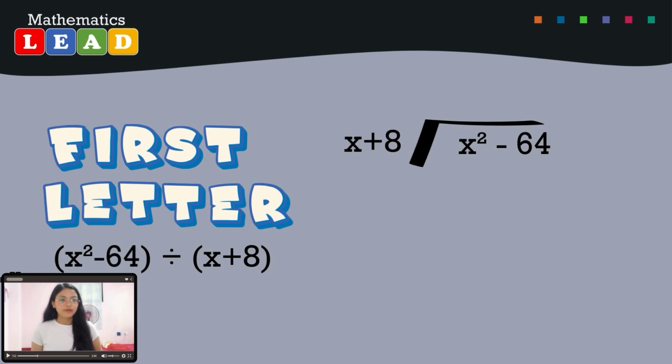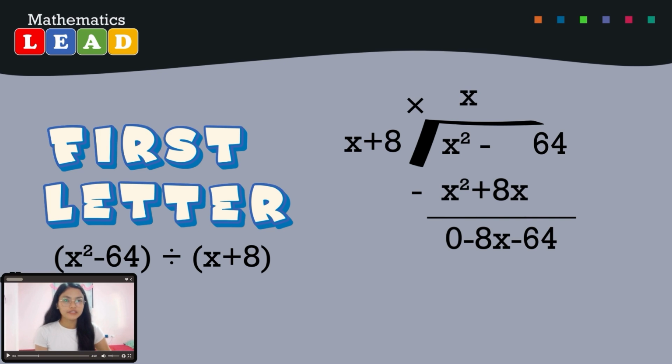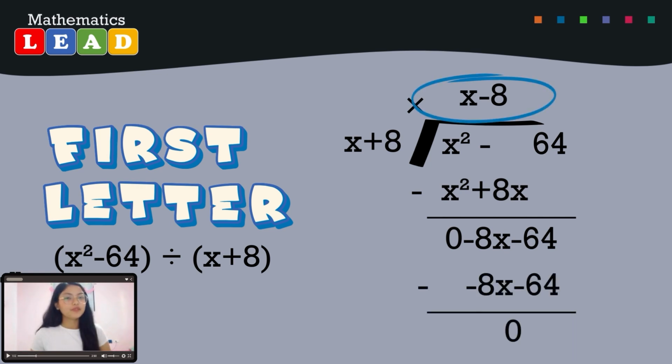For our first letter, we have x squared minus 64 divided by x plus 8, and we will be utilizing long division. We will first be dividing x squared by x, which will be equal to x, and multiply x by x plus 8, and it will be x squared plus 8x. Subtracting x squared plus 8x from x squared minus 64, it will be negative 8x minus 64. Now we will be dividing negative 8x by x, which will result to negative 8. And now we will be multiplying x plus 8 by negative 8, which will result to negative 8x minus 64.